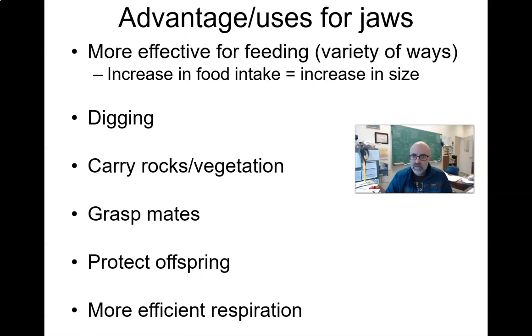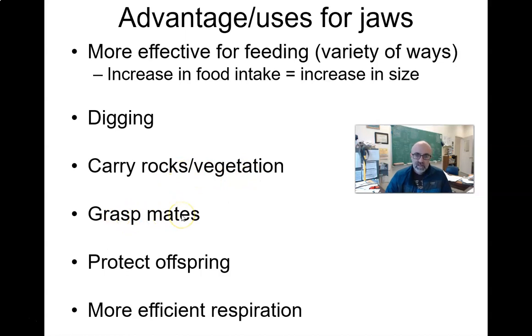But also just the variety of ways that fish can feed. There's a lot of specializations that fish show, and it can exploit new types of sources of nutrients, right? It allows fish to dig, which can maybe allow them to build nests. If you have a nest and the guy next to you doesn't, then maybe your offspring survive better and therefore your genes are passed on. Again, carrying rocks and vegetation may be about building a nest.